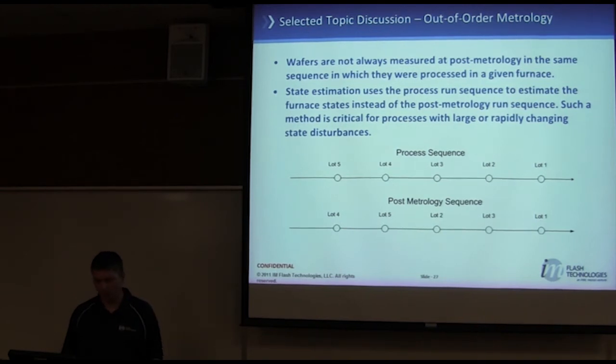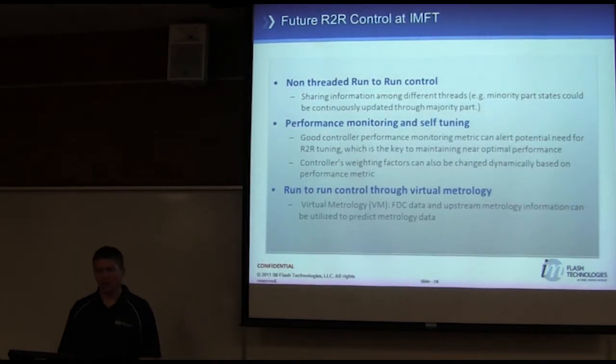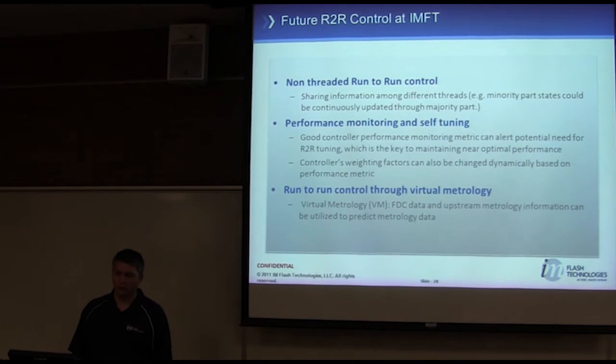Okay, I'm going to skip this slide, but basically the software we can use can handle things that get measured out of order. They'll run in one order, but they get measured out of order, and the software just handles that internally. So this is the future of what we're doing. We're doing non-threaded run-to-run control, and actually that's not even the future anymore. We're doing that right now. There's another slide on that here in a minute.